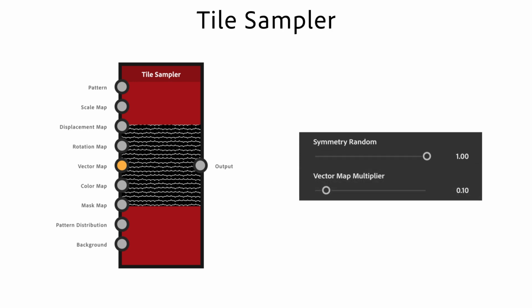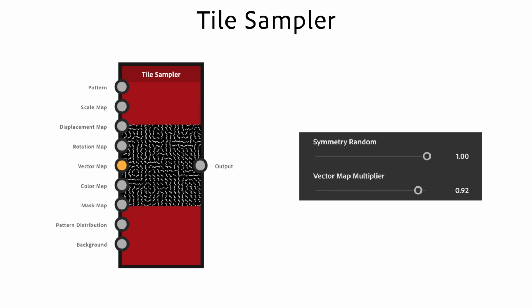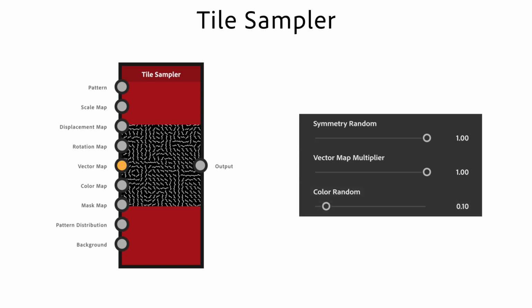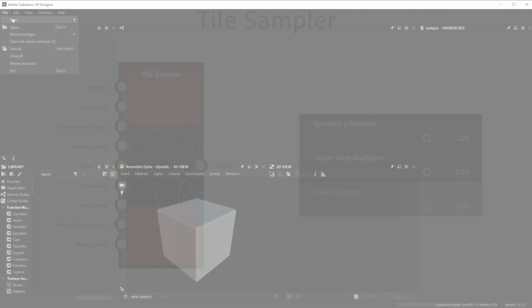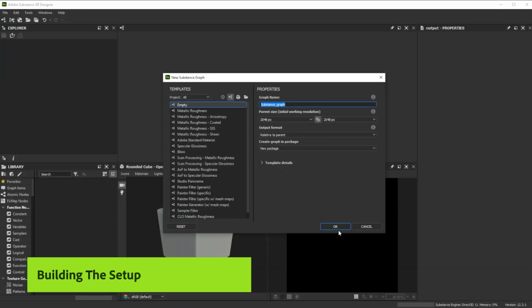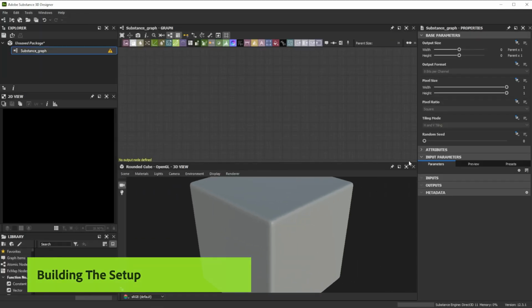The rotation vector map multiplier is great to control the flow of the structure. It needs a normal or vector map as input. Color random adjusts how much the color differs for each individual shape. Let's build this basic setup together and learn how we make base carpet strands.